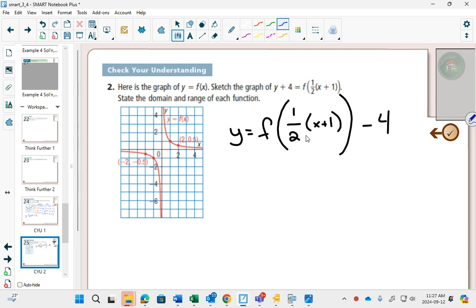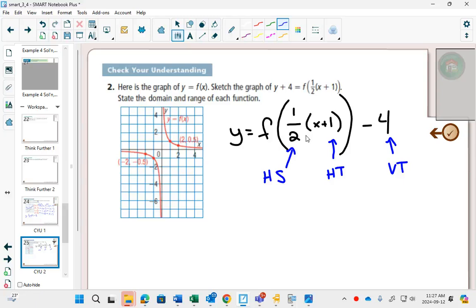So when we go from left to right to label things, this is going to be a horizontal stretch. This is going to be a horizontal translation, and this is going to be a vertical translation.